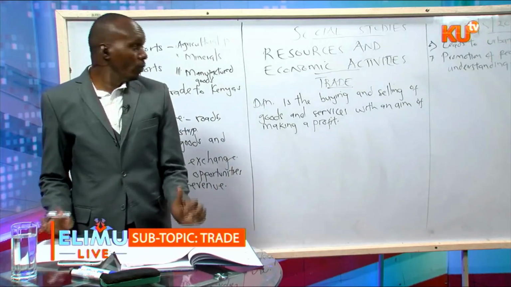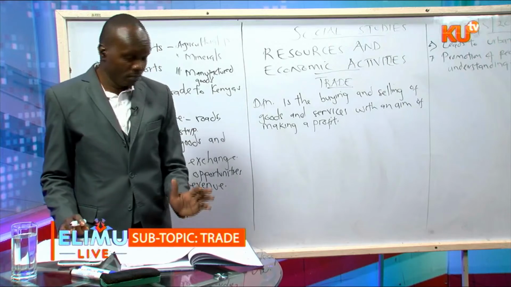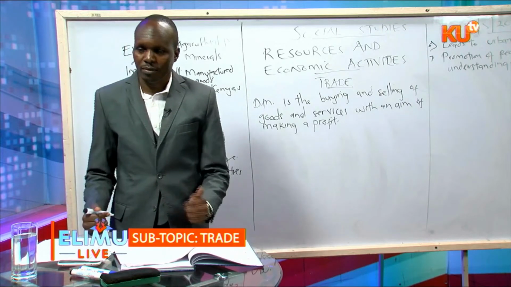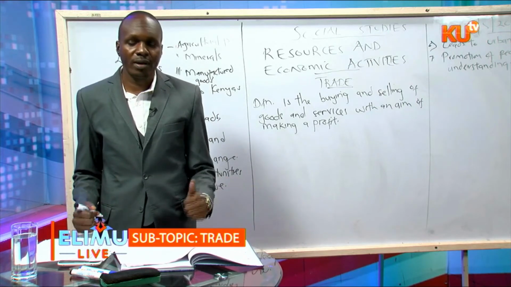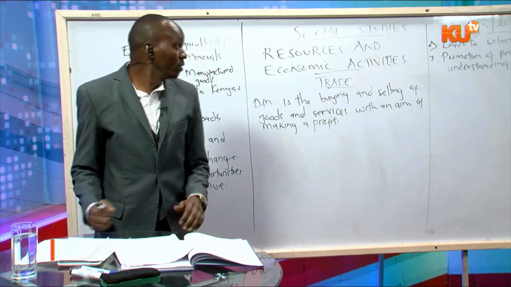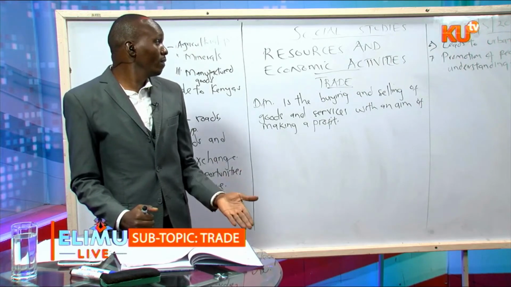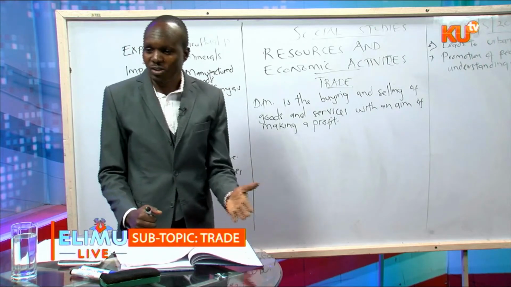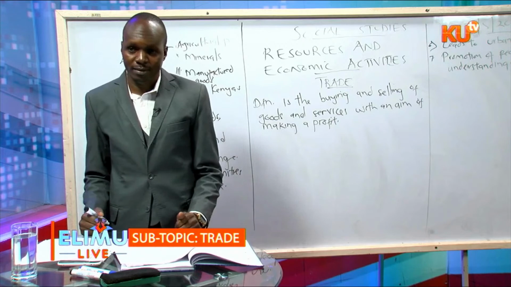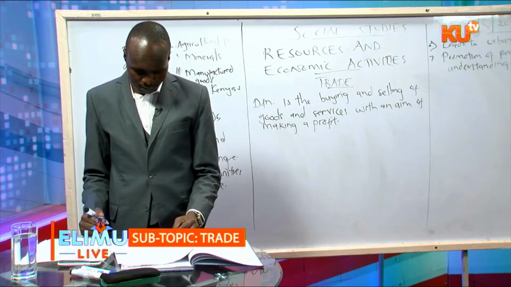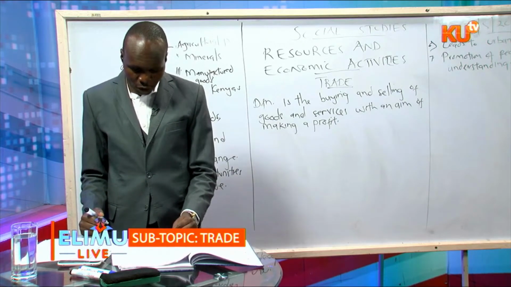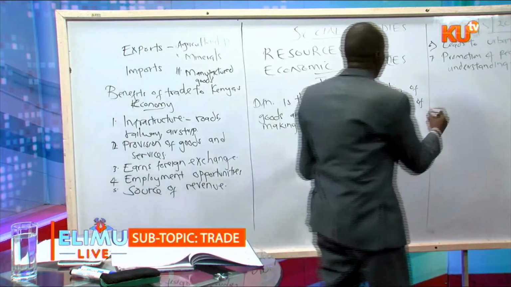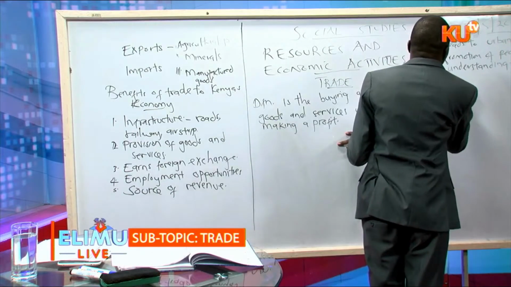In order for one to be able to carry out trade, you need to develop good rapport with your customers. Therefore, you need to make peace in order to make the customers come again. Exploitation of local resources.